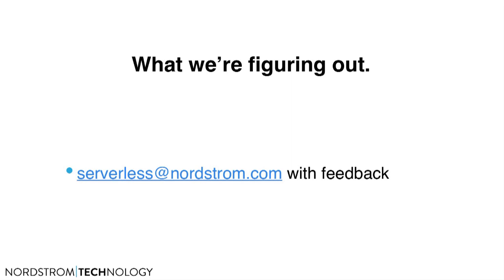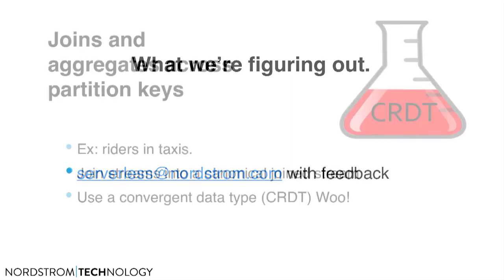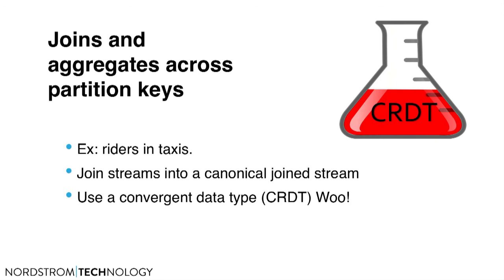Here are some of the areas that we're focused on and we're trying to figure out. So joins and aggregates across partition keys. So I've got two different partition keys, like maybe riders and taxis, and I've got a wonderful set of ordered events across those. But between those two streams, I can't make any causal guarantees. So if I replay it into this system as two streams, and then I go and I replay it into this system as two streams, I'm going to get a different ordering. So how do I deal with that?